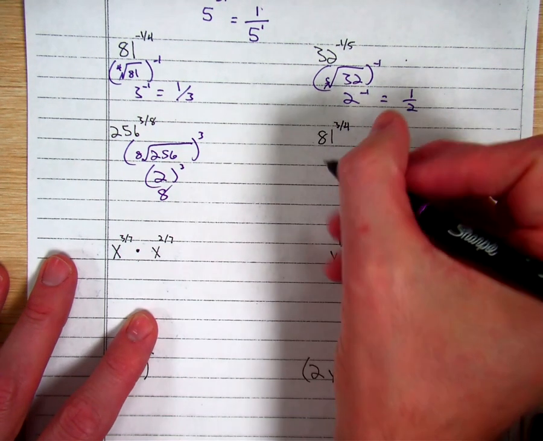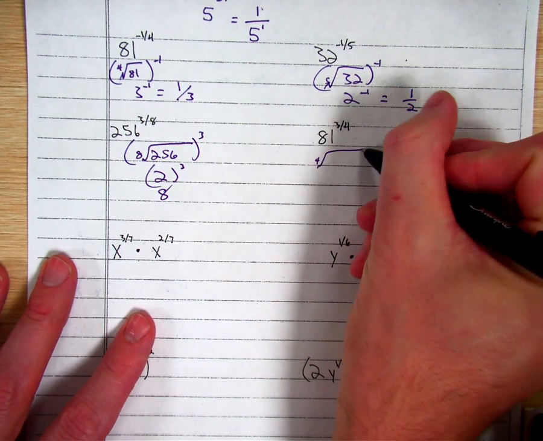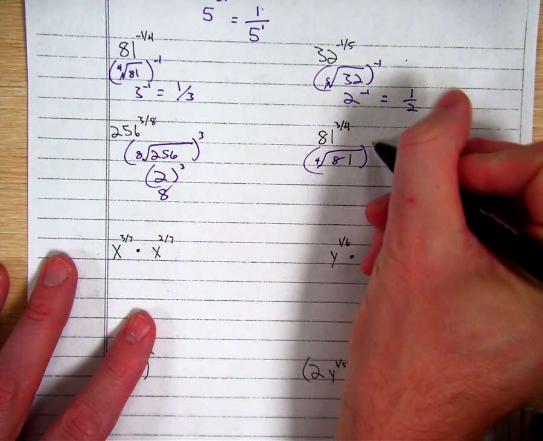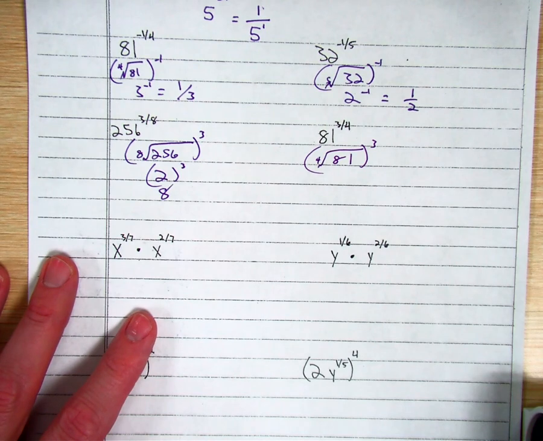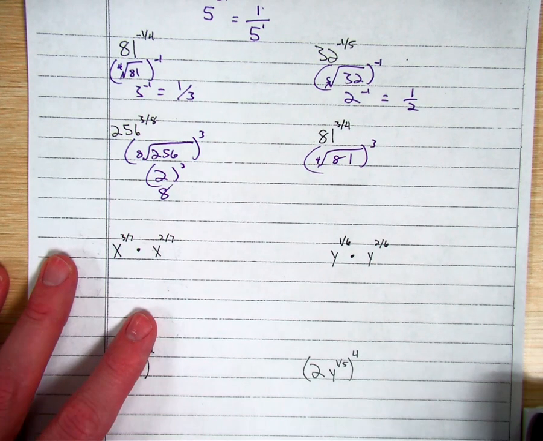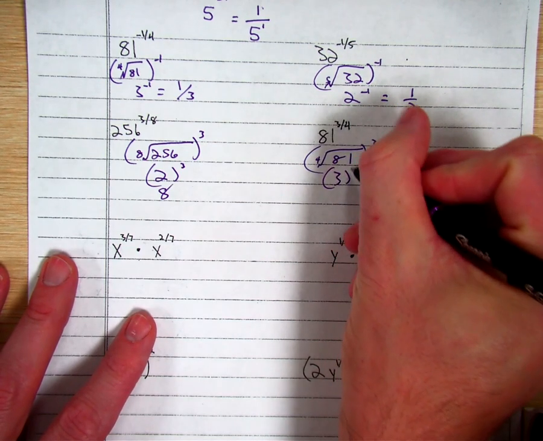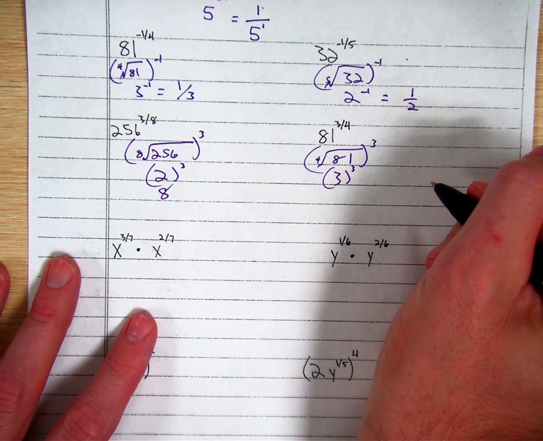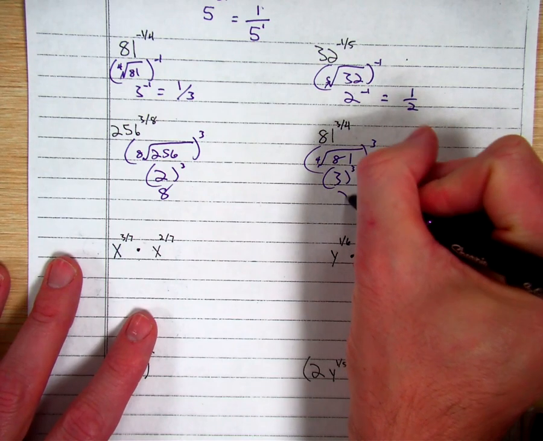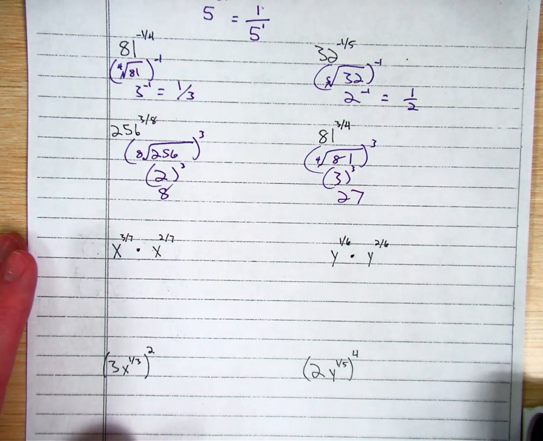Okay, we're going to do the 4th root of 81, and then we're going to cube it. Okay, the 4th root of 81 is 3. And then 3 to the 3rd power, 3 times 3 is 9, times 3 a 3rd time is 27.